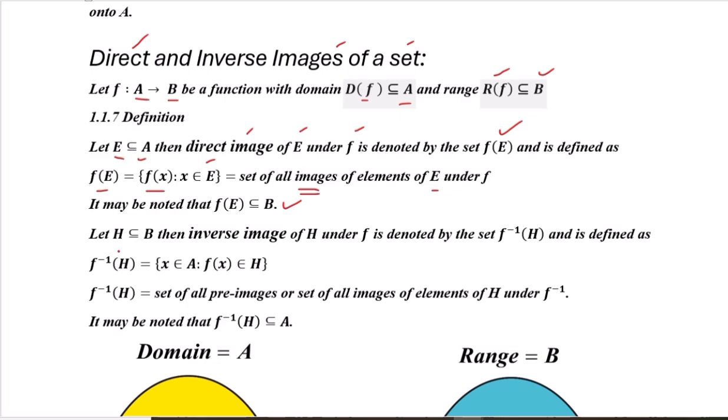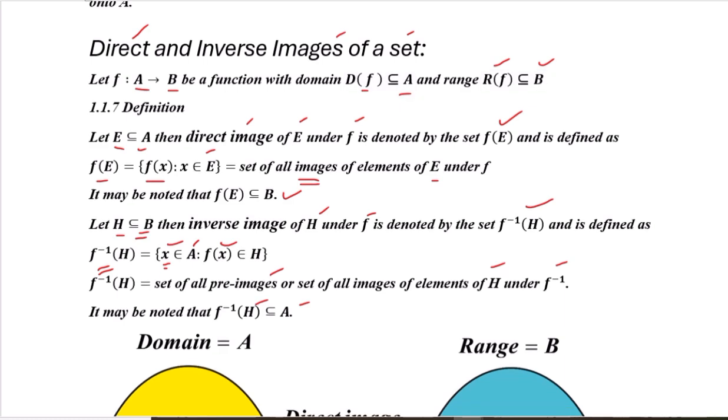Similarly, let there be another set H which is a subset of B. Then the inverse image of H under f is denoted by f inverse of H and is defined as the set of all values x, that are actually pre-images, that are values of A when f(x) belongs to H. So f inverse of H is the set of all pre-images, or the set of all images of elements of H under f inverse. It may be noted that f inverse of H is a subset of A.